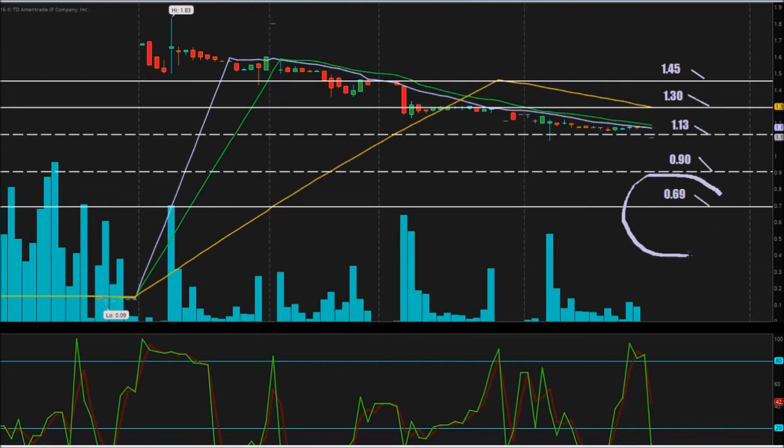And then the last hard support we have is at 69 cents. So soft support at 90 cents and 69 cents. And hopefully we get back up to $1.13. I think there's a good chance we do, and then that can become some soft support. But ideally we get back to this $1.30 area and we channel between $1.30 and $1.45. But I don't think that's going to happen just yet.